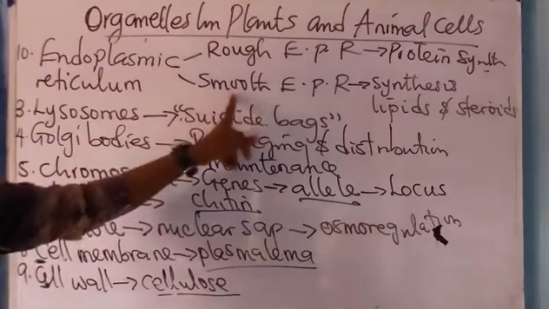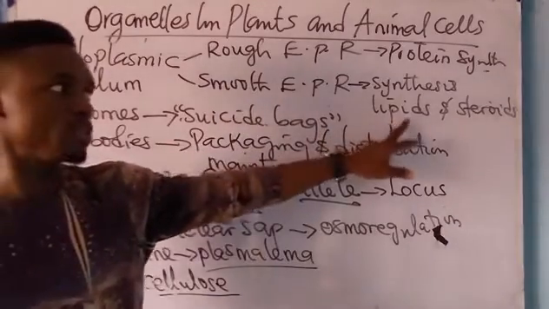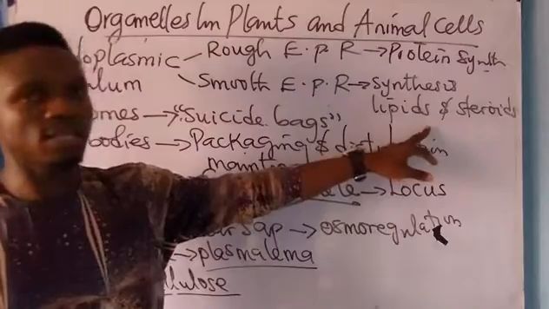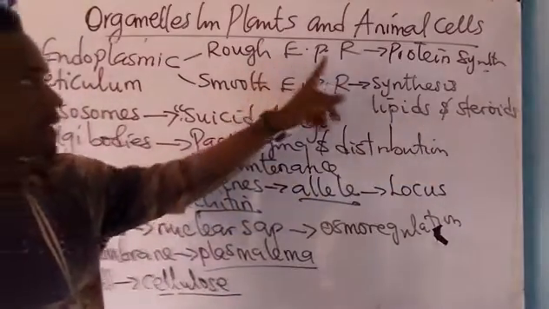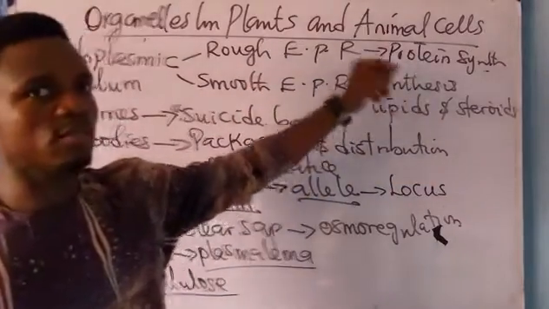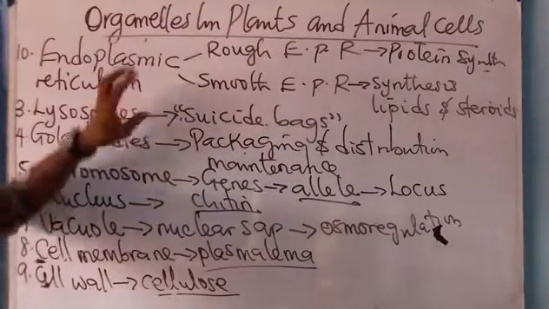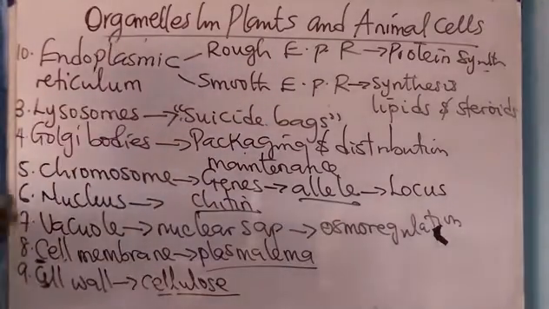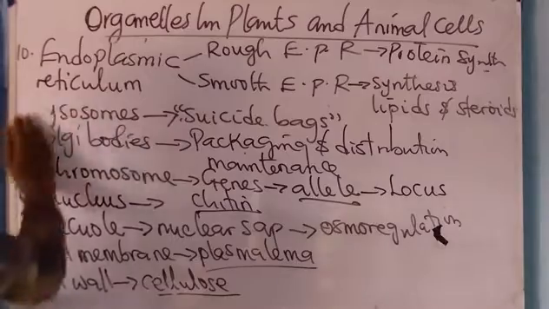Okay, please don't mistake the function of the rough for the smooth. The smooth enhances the distribution of the lipids and steroids as well as their synthesis. Then the rough enhances what? Protein synthesis, because ribosomes are attached to it. Take note of that.